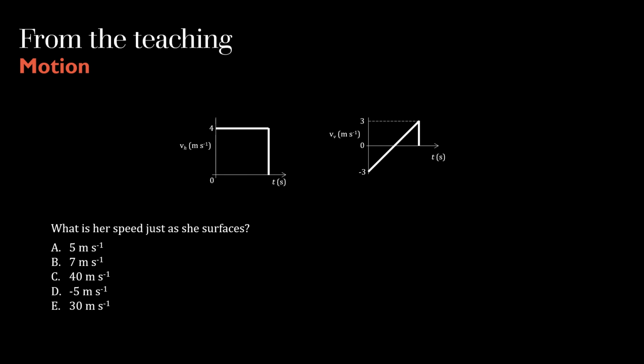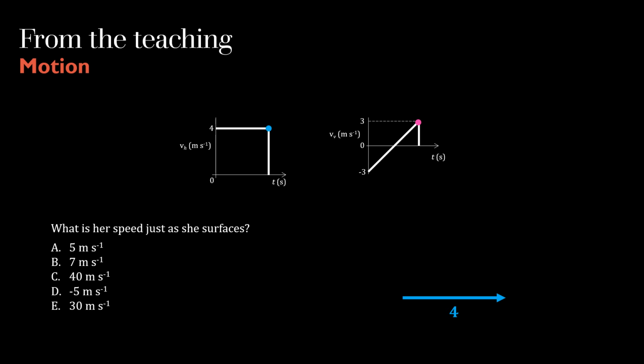So we need to realize that when she does pop up for air, obviously both of her velocity components, horizontal and vertical, will be 0. So none of the options are 0, so that's not it. So it needs to be just before she pops up. And those are the points marked by the blue dot on the horizontal and the pink dot on the vertical. Those are the points we're interested in.